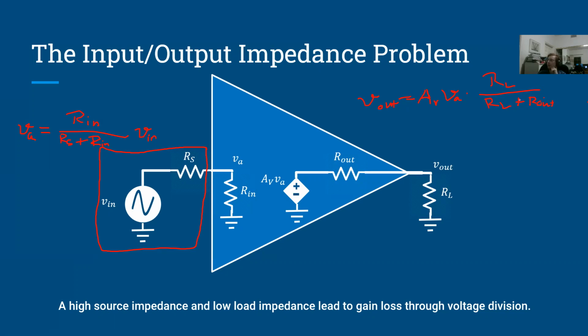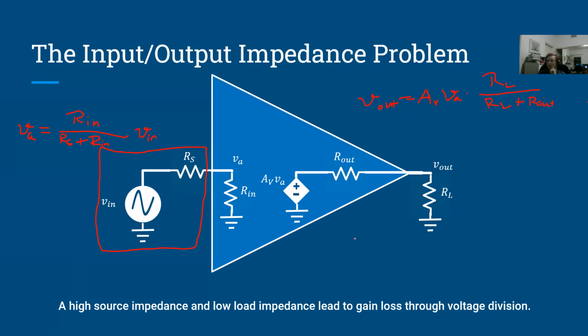So what we can do is something about Rout. And if we make Rout very small, we have the same condition as the input where Vout is essentially equal to AV VA. So basically, to summarize this, we want to make Rin large, Rout small, and that'll maximize the gain of our amplifiers. And so there's kind of a contradictory thing here.